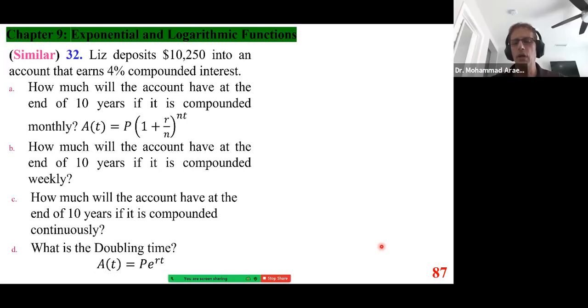Thank you so much. So we are looking at compounding. Remember the basic interest, I equals PRT. When it gets compounded, we use this formula. Therefore, take a look at the formula we are going to write. P, the principal, is 10,250. Rate is 4% or 0.04. And T is 10. So this is T, this is R, this is P. Okay, we have this.